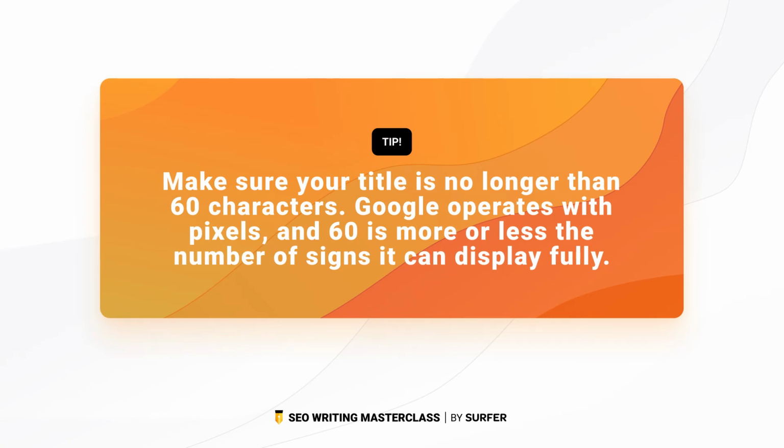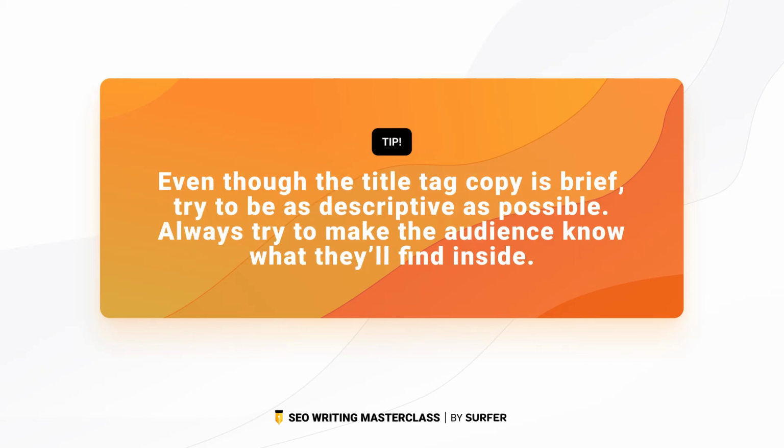Google operates with pixels, and 60 is more or less the number of signs they can actually display fully. Even though the title tag copy is brief, try to be as descriptive as possible. Always try to make the audience know what they'll find inside when they click. Have you written a list, a guide, or maybe an interview? Include the content type in the title. HubSpot recommends putting it in brackets. For example, how to increase your organic traffic, 17 tips.